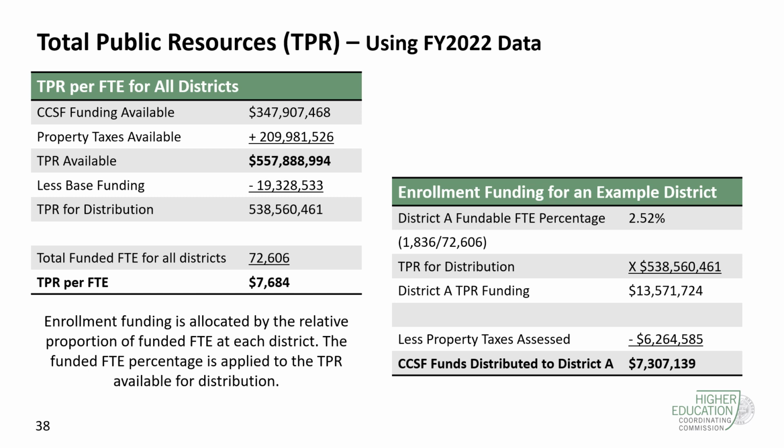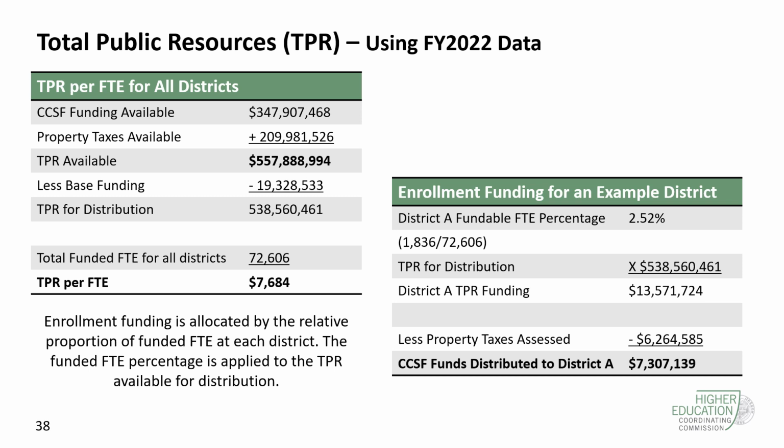But then on the right-hand side, in the table on the right-hand side, we have to calculate the relative share of that $7,684 that's made up of property taxes. And so how we do that is we take the proportional share. So in this example, which is a hypothetical example, District A, their fundable FTE count of 1,836 divided by the total number of funded FTEs for all 17 colleges of 72,606.